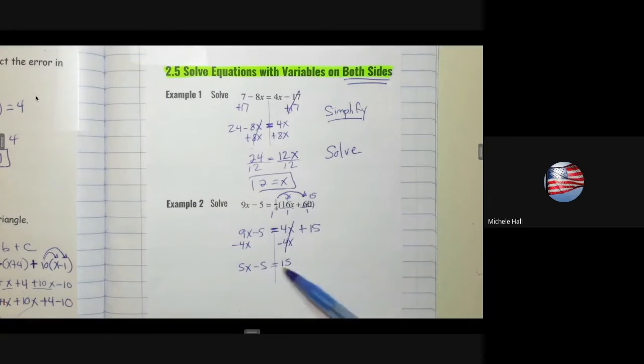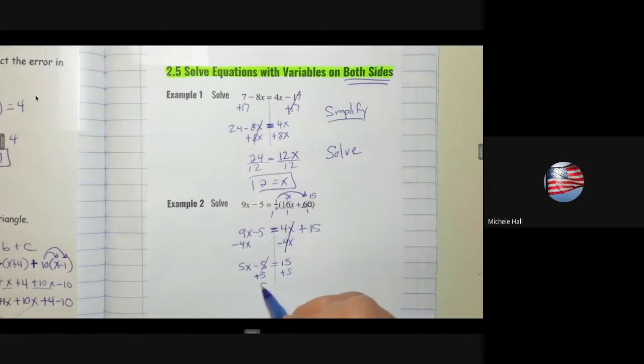Now I have a two-step equation, and I'm ready to solve. I start by undoing subtraction first by using the opposite of negative 5 is positive 5. 5x equals 20, and now dividing by 5. The opposite of multiplying by 5 would be to divide by 5. And we get that x equals 4.